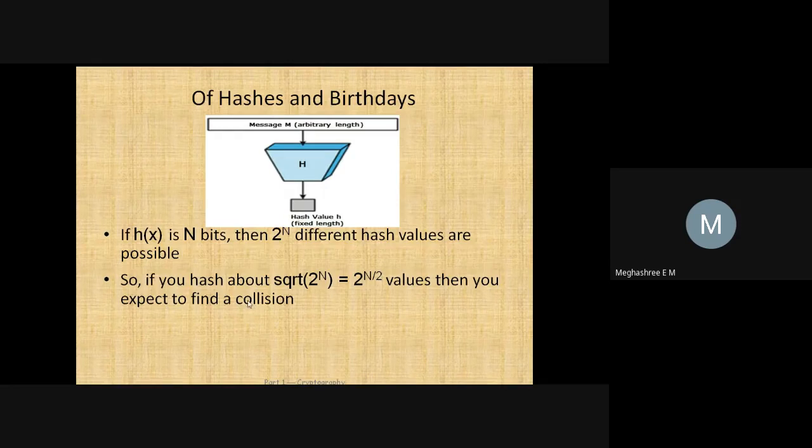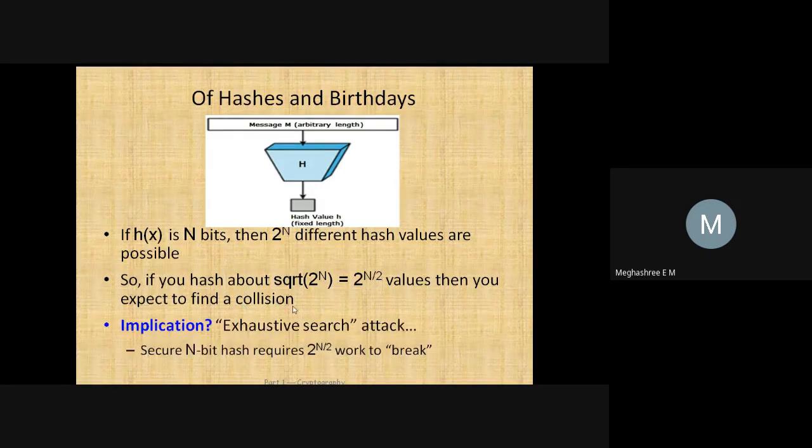So if you find any collision in a hash function, obviously we are not supposed to use that hash function for communication, isn't it? So many comparisons have to be made to find a collision. That comparison we call an exhaustive attack or exhaustive search.